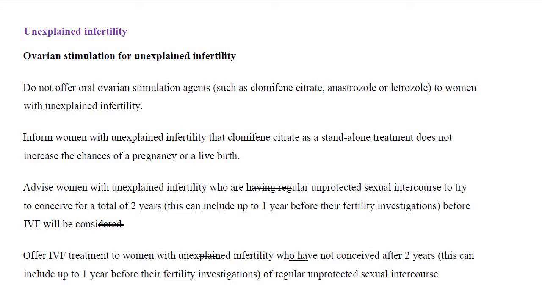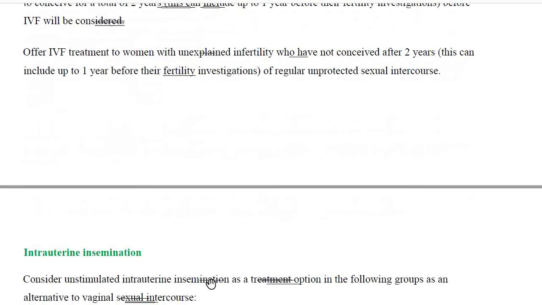And after 1 year when we didn't start investigating and they were trying on their own, and next year we have spent in the investigations. Only after 2 years we should offer them investigation, okay? And IVF should be after 1 year, offer them investigations, and after 2 years, offer them IVF. So offer IVF treatment to the women with unexplained infertility who have not conceived after 2 years, and this can include up to 1 year before their fertility investigations of regular unprotected sexual intercourse.